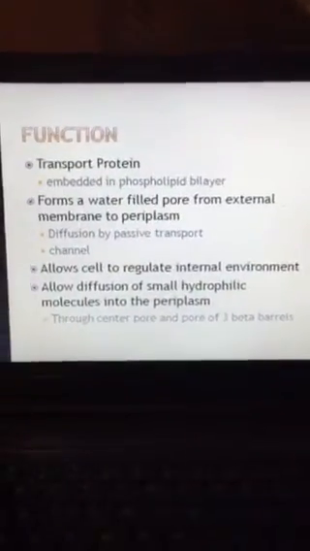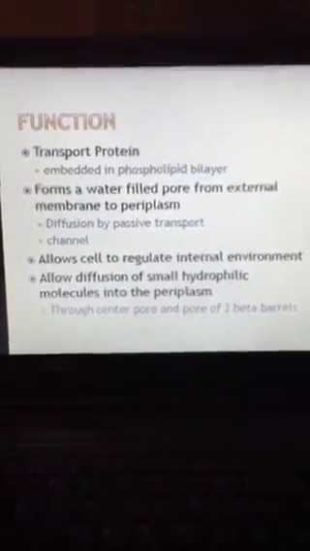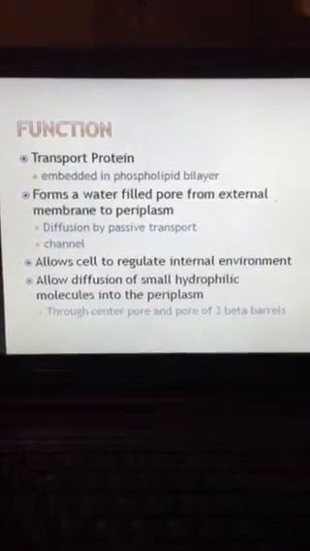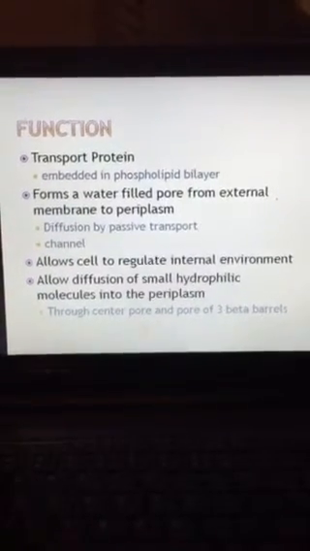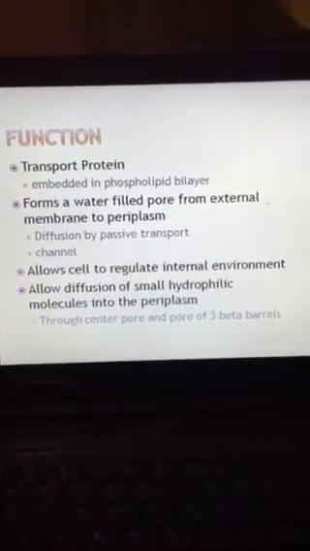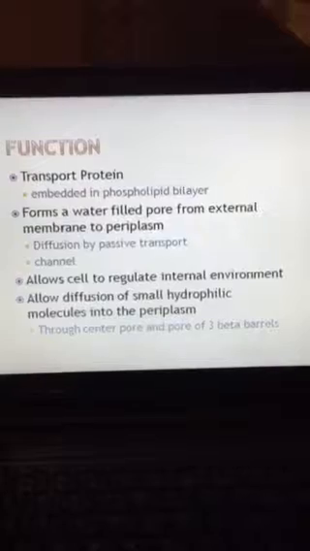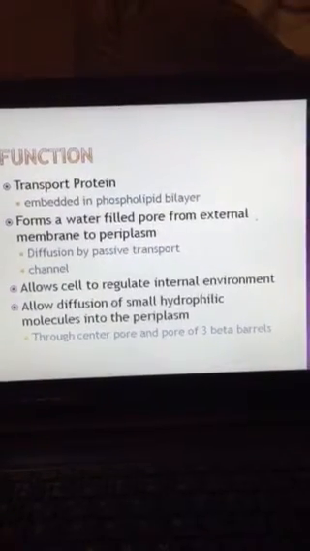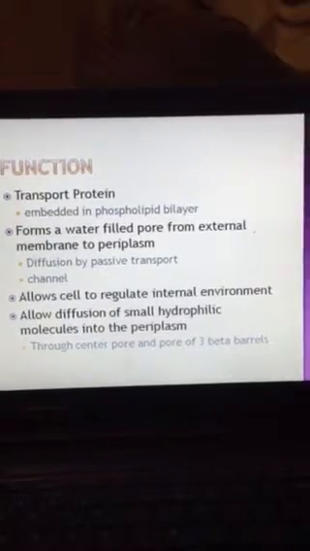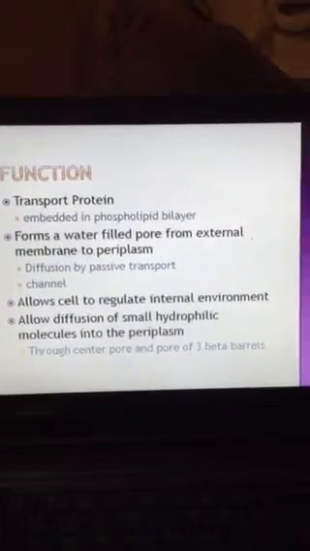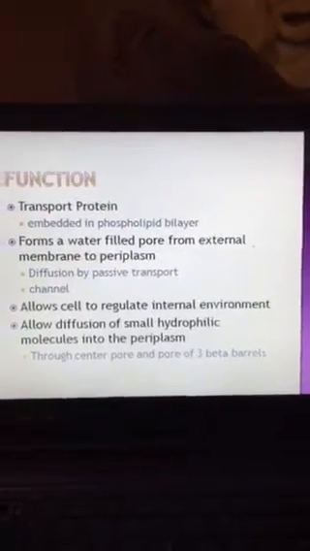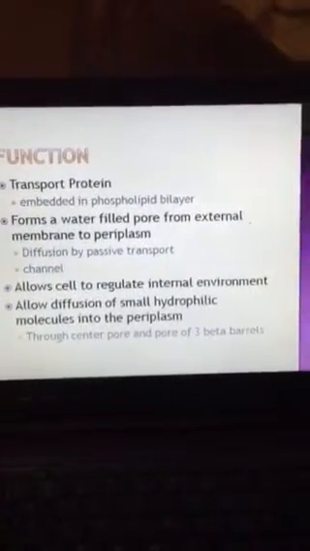Excellent. Okay, the function: it's a transport protein, as we just saw, because it helps bring things from the outside to the inside, and it's embedded in the phospholipid bilayer, and it forms a water-filled pore from the external membrane to the periplasm. And it has diffusion by passive transport, and it's essentially like a channel, and it allows ions and small molecules to diffuse into the periplasmic space from the outside environment. That's kind of what it is.